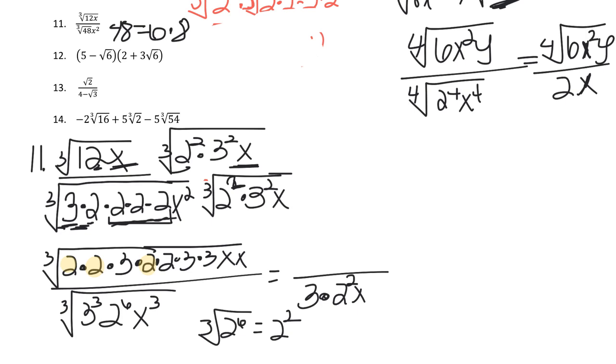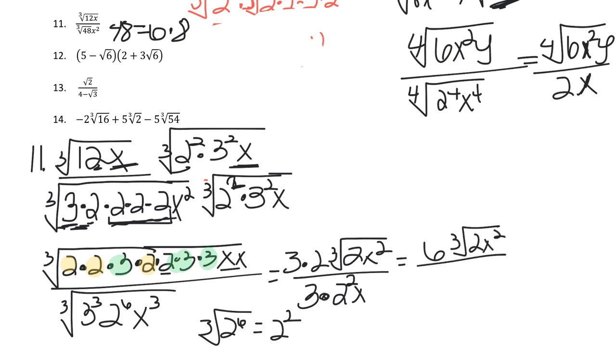3, that's one group. And then I have a leftover 2, and then I have a group of 3, and then I have the 2 x's that can't come out. So what comes out is 3 times 2, and the cube root of the 2 and the x squared are left over, 2x squared. So I get 6 times the cube root of 2x squared over 12x. 6 goes into 12 twice. So you have the cube root of 2x squared over 2x. That's my answer.